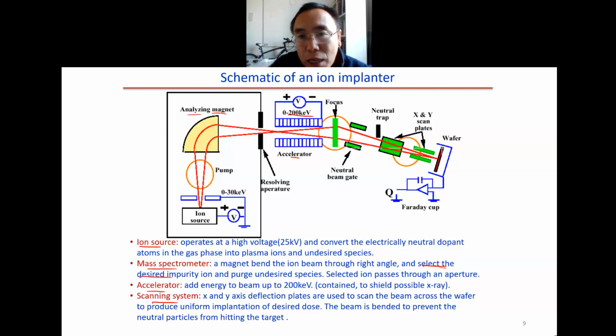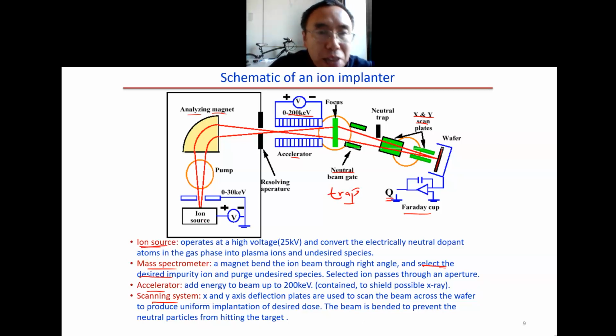We scan the ions across the wafer. Then we have the Faraday cup, which measures the dose. Now we have the neutral trap, which gets rid of the neutral particles. Now we will look at each of them one by one.